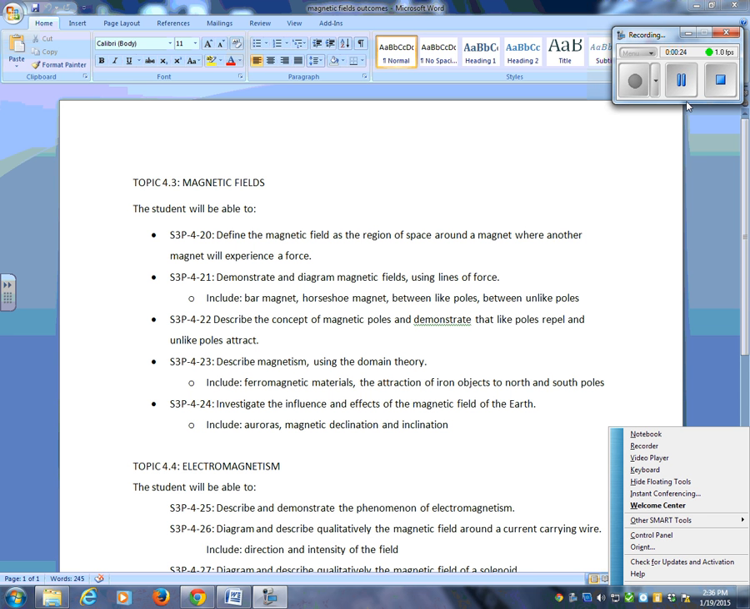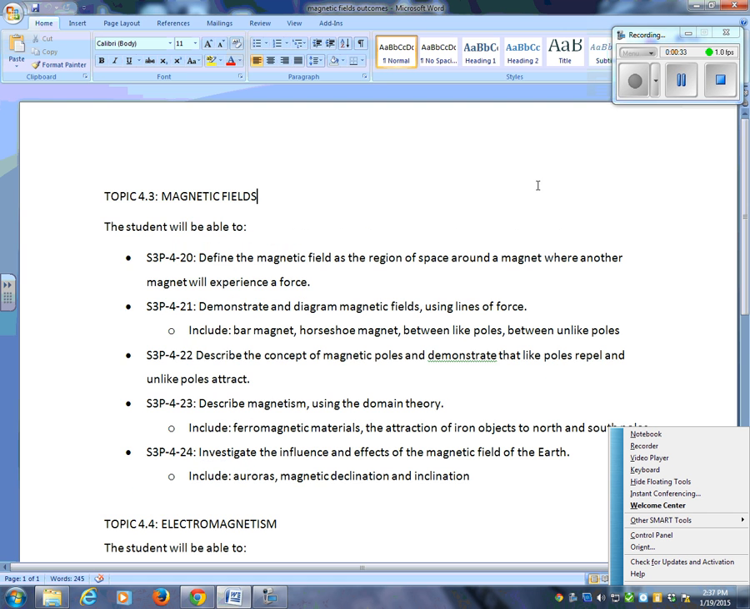Generally what I found in the last few years is that I don't really get very far into magnetic fields. But it is another opportunity to get some easy marks on the exam. So you're supposed to be able to define the magnetic field as the region of space around a magnet where another magnet will experience force. In other words, know the definition of a magnetic field. I already gave it to you. I pretty much covered it already.